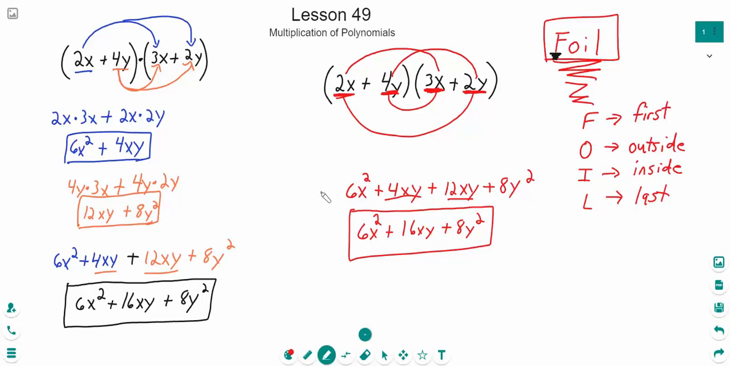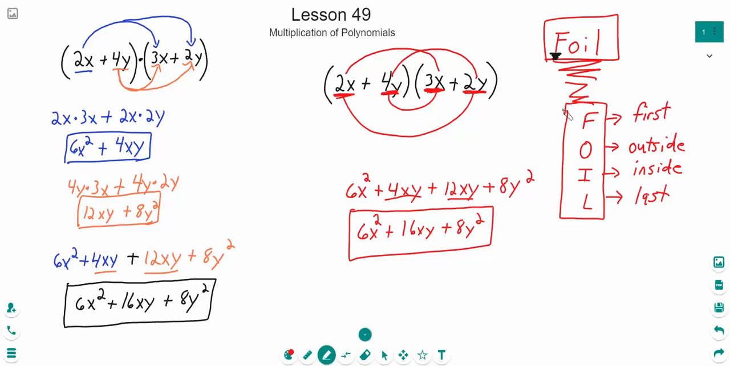Okay? But we didn't have to do all of these steps. We just kind of drew our lines and got to where we need to be. Okay? So now I kind of drew these lines systematically. I mean, you don't have to draw the lines, and eventually you'll be doing this in your head. But what you do need to remember is the FOIL.